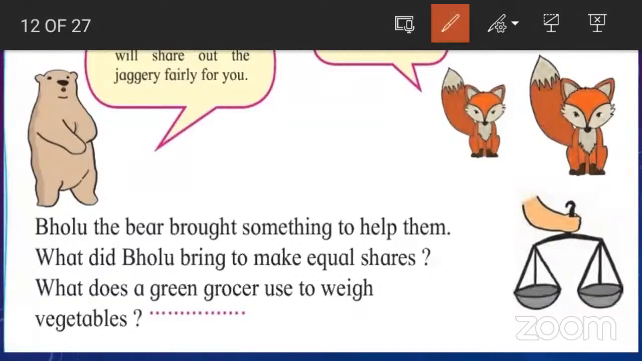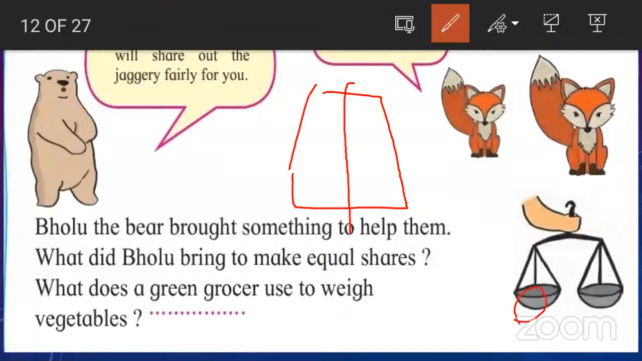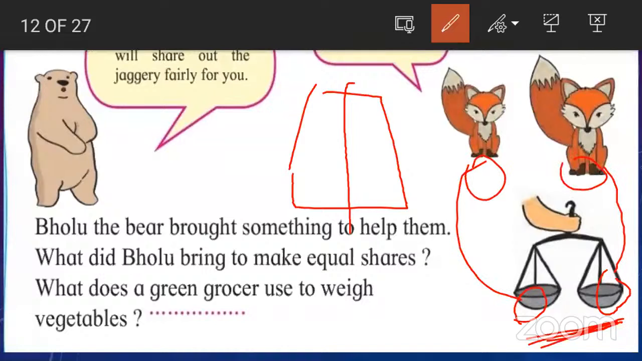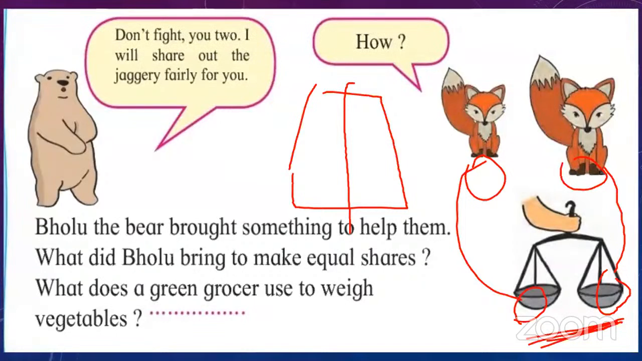So here was the jaggery lump. What did Bholu do? Bholu cut it from the middle and put one share in this pan and the other one in this pan. And when it was steady at the balance position, at that time he gave one piece of the lump to each of them, isn't it? So he shared it equally between both of them.